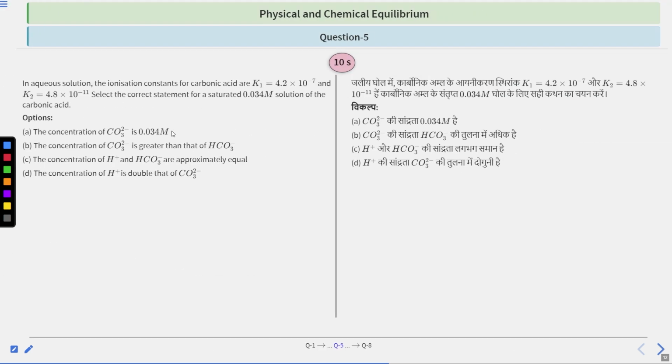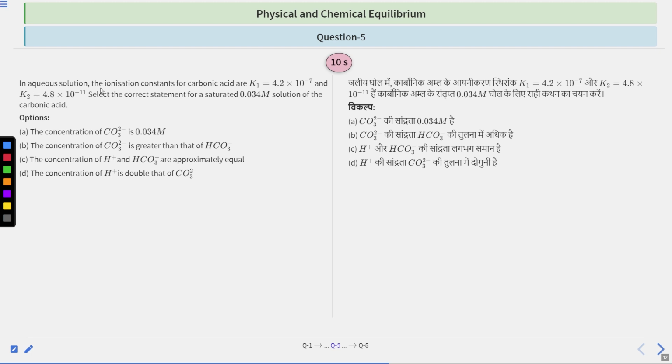Okay, let's move to question number 5. In aqueous solution, the ionization constants for carbonic acid are K1, which is 4.2 into 10 to the power minus 7, and K2, which is 4.8 into 10 to the power minus 11. Now we have to select the correct statement for a saturated 0.034 molar solution of carbonic acid. So we have been given the ionization constants for carbonic acid, K1 and K2. We have to find out the correct statement for a saturated 0.034 molar solution of carbonic acid.